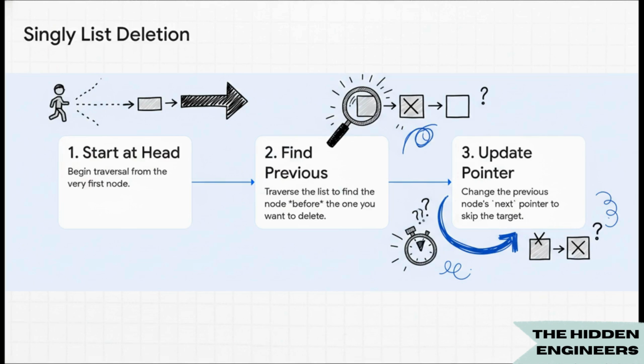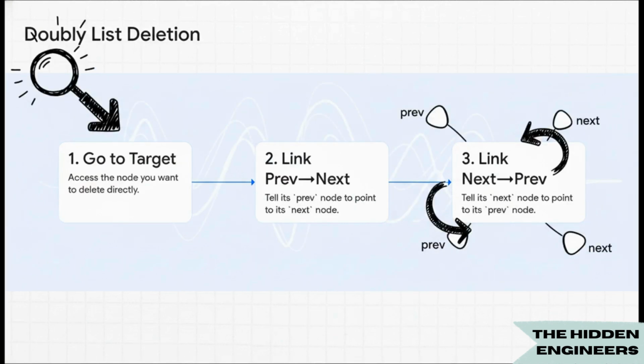It works, sure, but it's slow. Now, look at this. What a difference. With a doubly linked list, we go straight to the node we want to delete. And from there, we have everything we need. We just use its prev pointer to find node 10 and say, hey, your new next is my next. Then we use its next pointer to find node 30 and say, and your new prev is my prev.